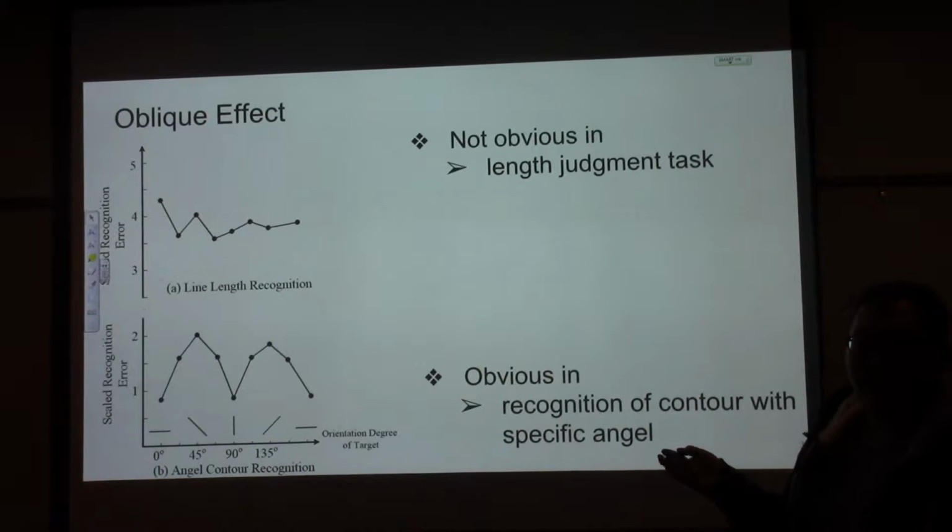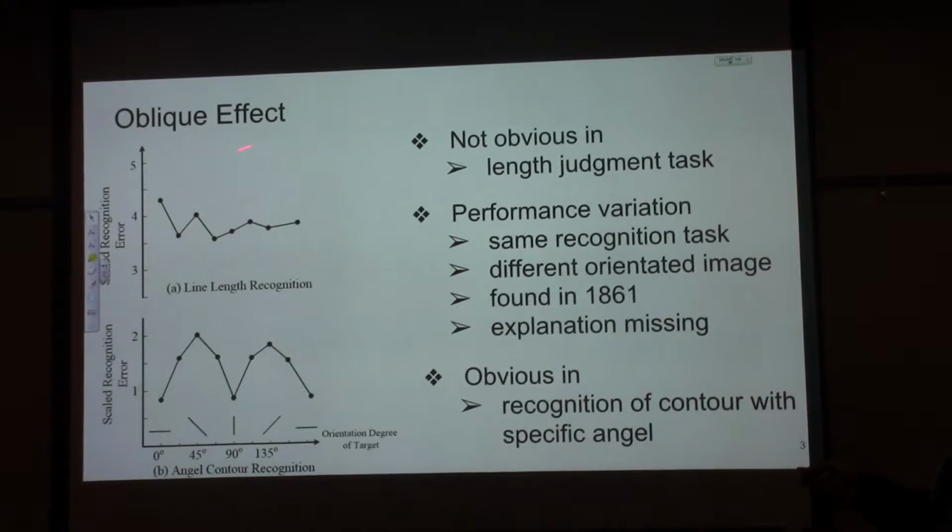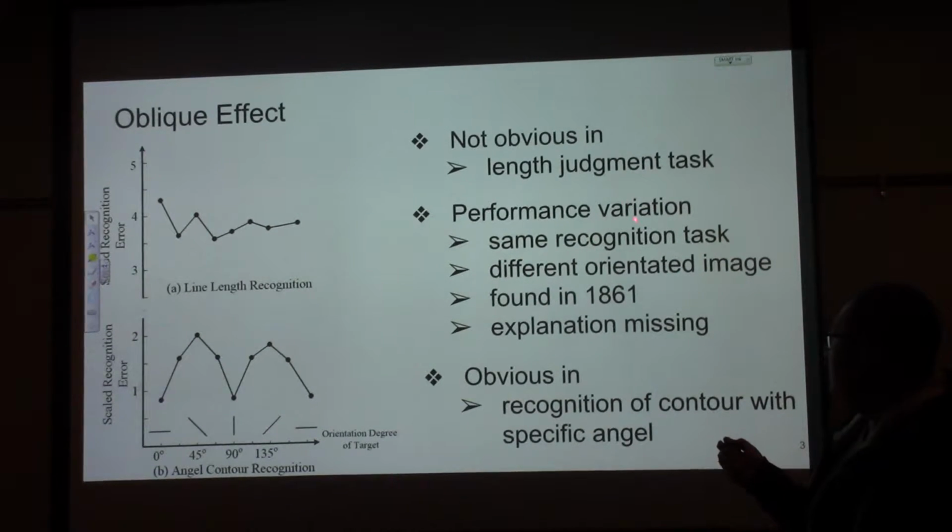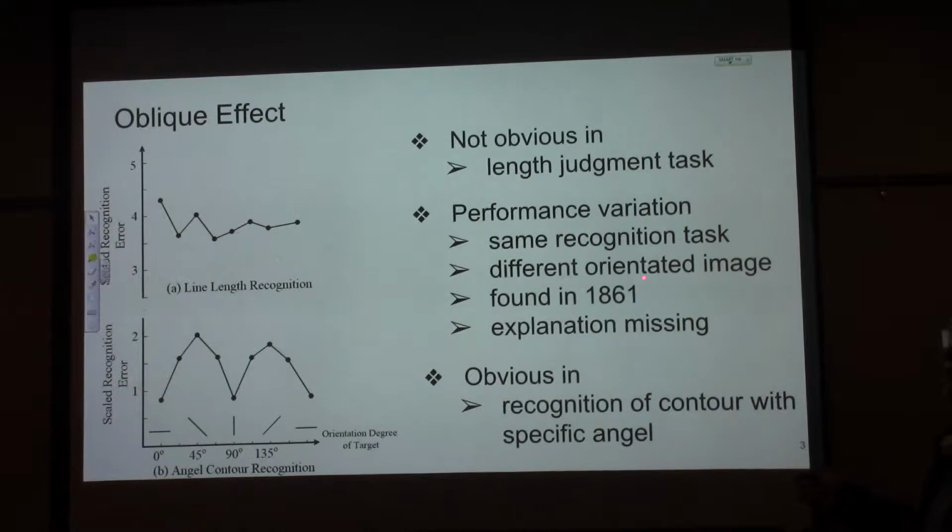So this is called the oblique effect. The oblique effect refers to the performance variation that occurs when you give people the same recognition task, but orient the image with different angles. This effect was found in 1861, about 150 years ago. But until today, people still don't have a formal explanation for this effect. However, it is very important in many fields like visual-related design, 3D glasses, and virtual reality. Understanding it plays a key role in those fields.